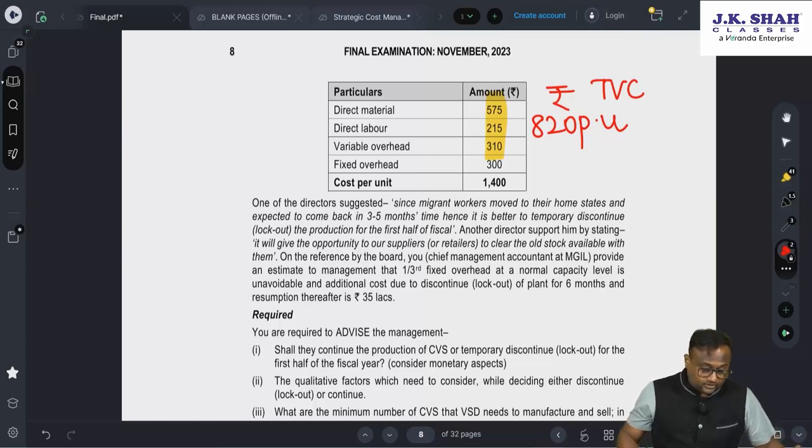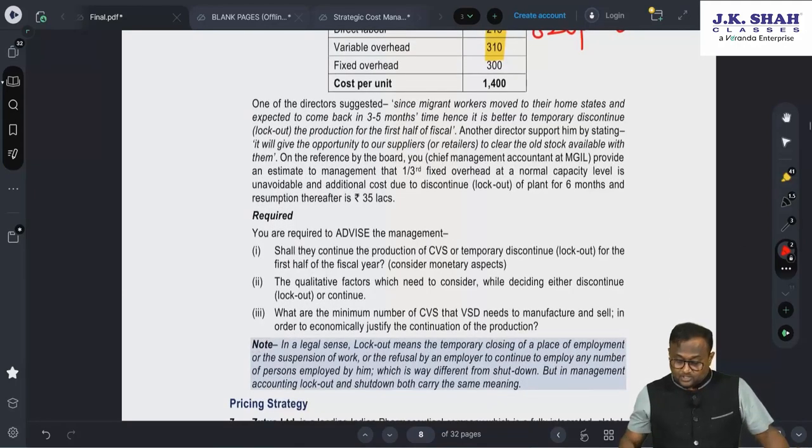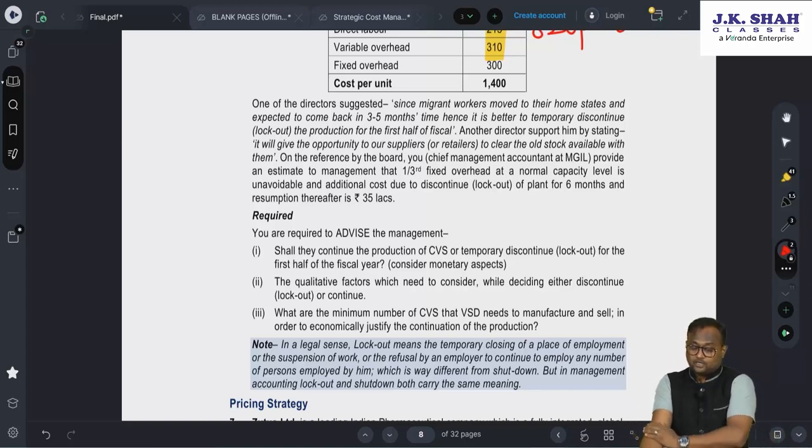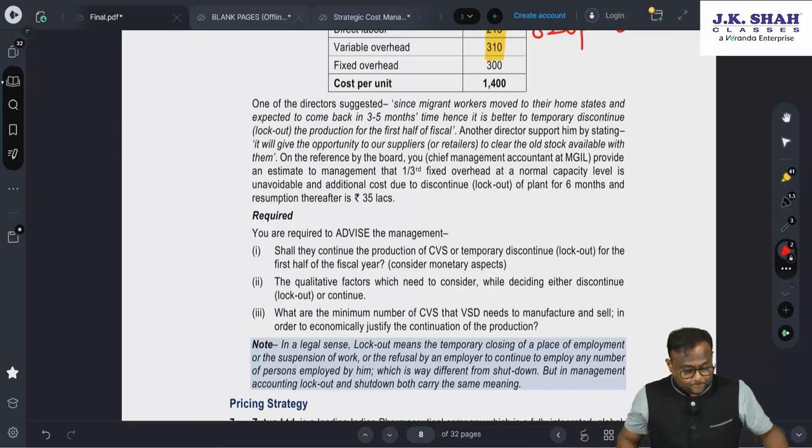So, first of all, shall they continue the production of CVS or temporarily discontinue in the first half of the fiscal year? What are the qualitative factors that need to be considered while deciding to discontinue or continue? What is the minimum number of CVS that the company needs to manufacture and sell in order to economically justify the continuation of the production? So basically, this question is about the shutdown point.